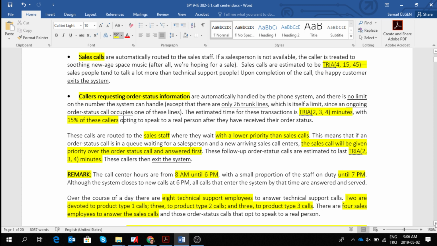As a remark, we want to say the call center hours are limited. They are from 8 a.m. to 6 p.m. But after 6 p.m., a small portion of staff is left on duty. Okay, so they are going to stay and answer until 7 p.m. They are not going to answer new calls, but they are going to answer the calls that were in line right before 6 p.m. and whose responses were not completed.